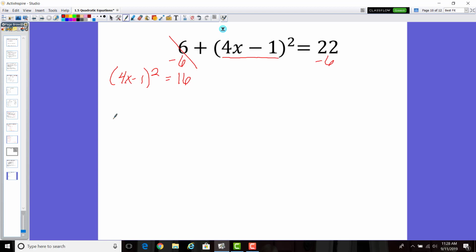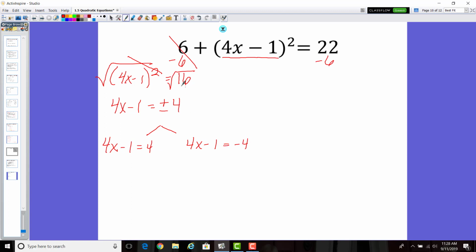Now I can take the square root of both sides since my squared term is alone. Square root of 4x minus 1 squared cancels the square out. We're left with 4x minus 1. And by property, we're taking the plus or minus square root of 16, which is 4. Because this is a perfect square, technically I'm solving two separate equations here. I'm solving 4x minus 1 equals positive 4, and 4x minus 1 equals negative 4.